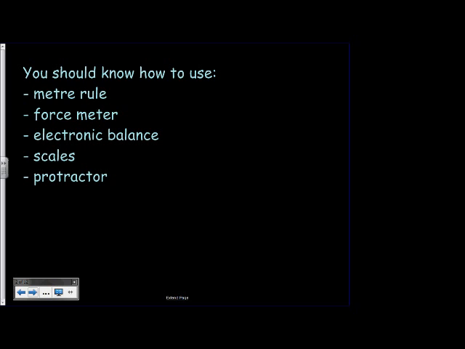Force meter, we might call it a spring balance, but really it can be calibrated to measure forces. Electronic balance or electronic scales, and protractor. So listen, no need to write anything in your notes about that, but that's simply just to state a few basic things that it's just assumed that you know how to use.